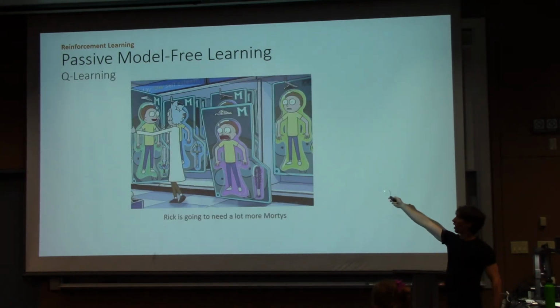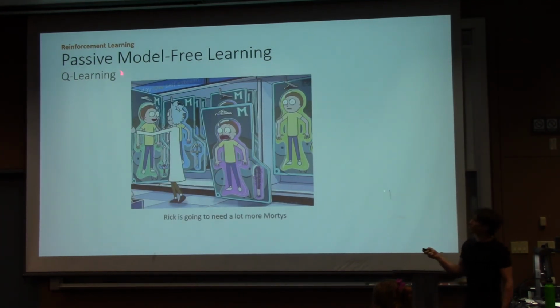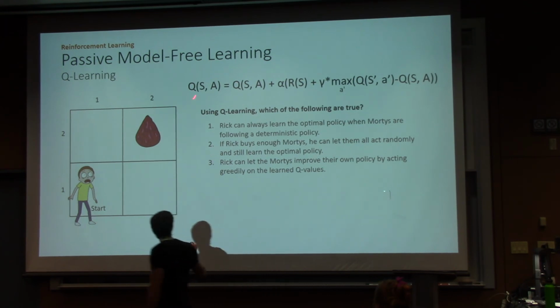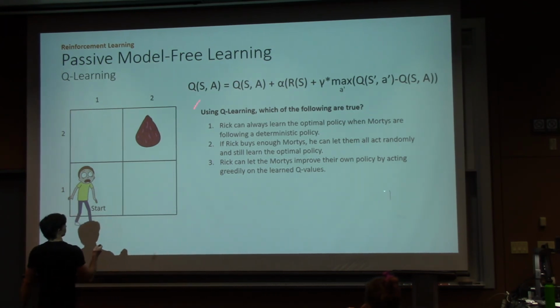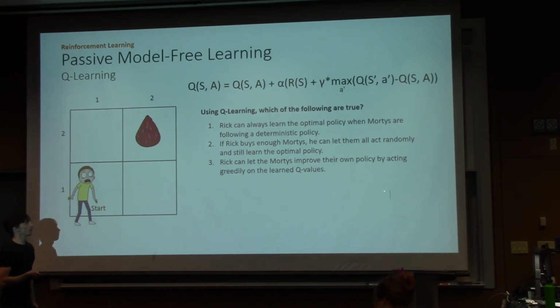Alright, so now we want to be able to act in the world. And this should actually be active model-free learning here. But we're going to need a lot more Mortys to do that. So, notice that we now have a new equation: a state action value function as opposed to just a state value function. But notice that not much has changed here. The only difference is now we're taking the max of our actions here, and we end up with our state action values instead of just our normal values.